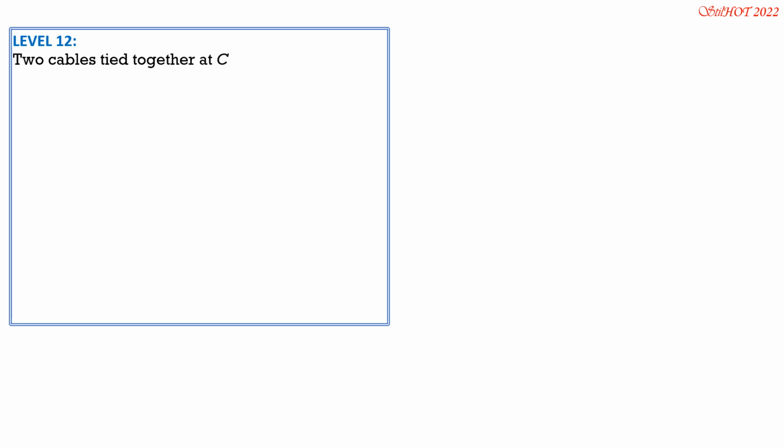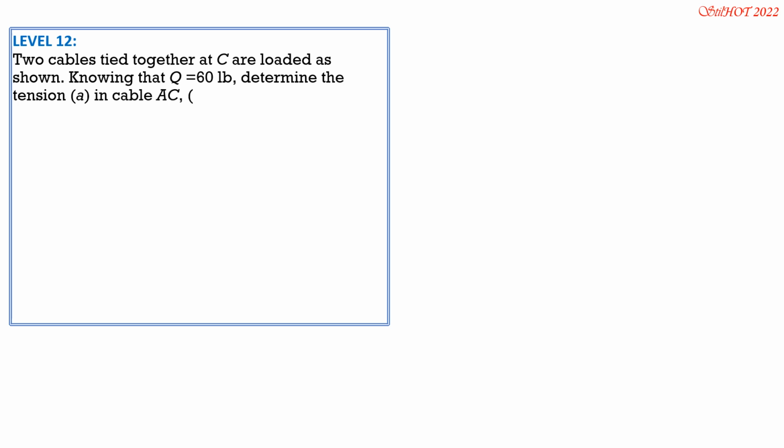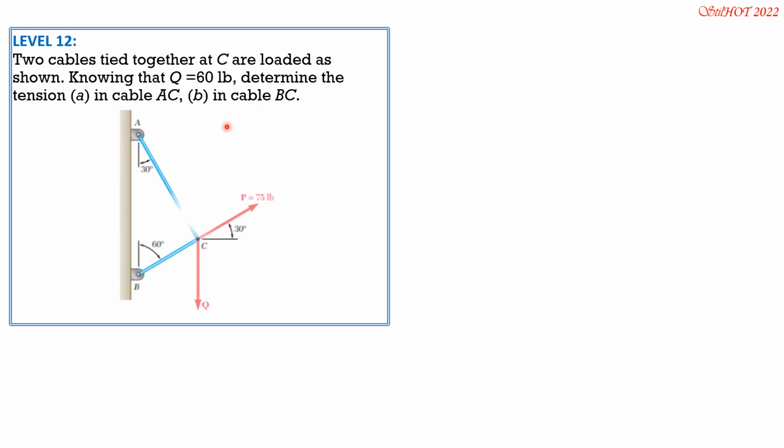Level 12 problem. Two cables tied together at C are loaded as shown. Knowing that Q is 60 pounds, determine the tension in cable AC, then in cable BC. By looking at the figure, 60 degrees means this angle is 30 degrees. Therefore, this tension in BC and this 75-pound force are collinear. And because this is 30, 60, it is perpendicular here. This is 90 degrees. So we rotate the axis so that we can solve for the tension in AC directly.